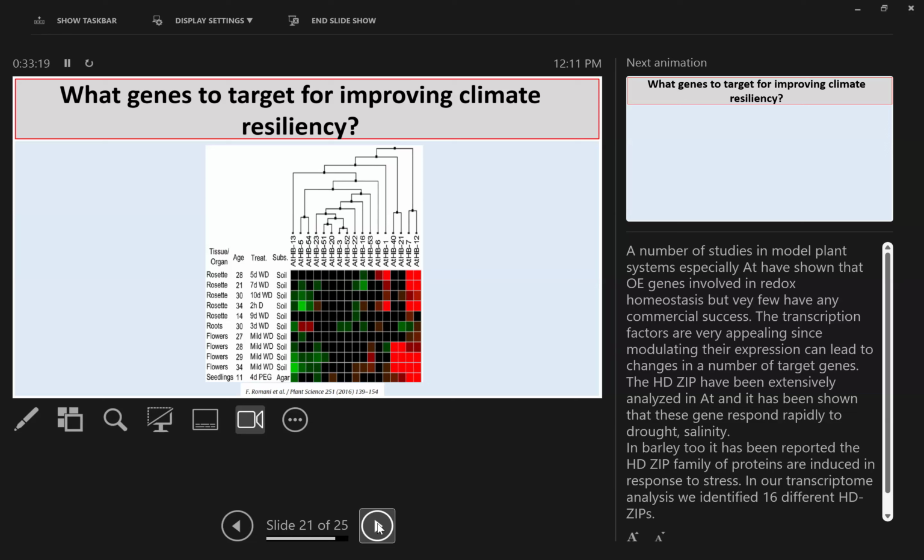You can see ATHB7 and ATHB12 on the right side of this matrix glowing in red. Red means high levels of expression, green means low levels of expression, and black means no change in gene expression. They have done this using rosettes, flowers, and seedlings, in PEG media and things like that. So this seems like a really good one.